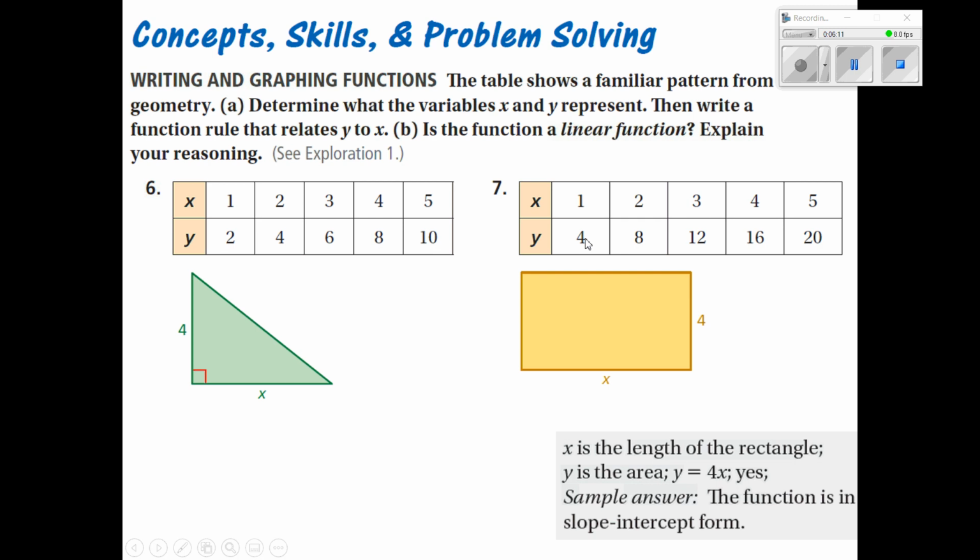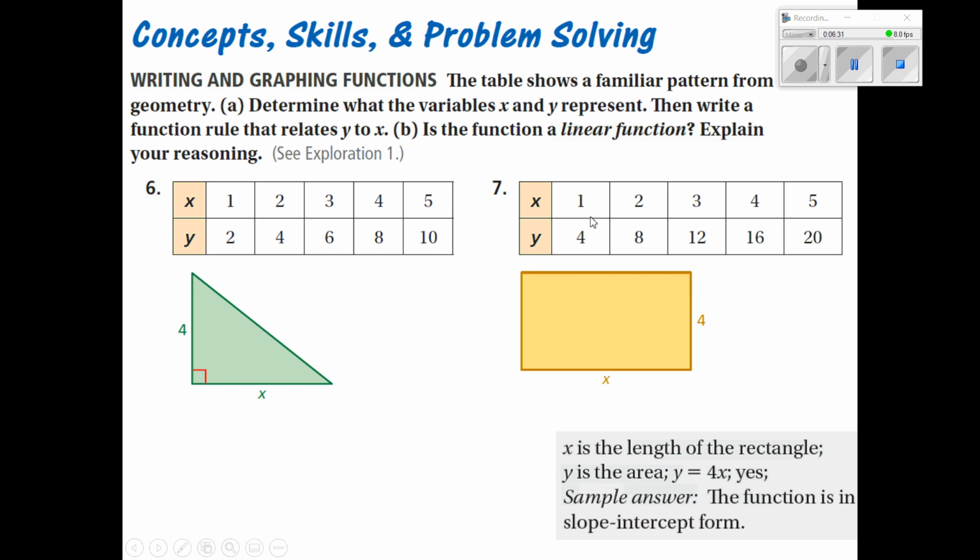8 minus 4 will be 4. 2 minus 1 will be 1. So that means we've got 4 over 1, which is a slope of 4. We know when X is 1, Y will be 4. So that already told us 4 over 1 right there, didn't it?